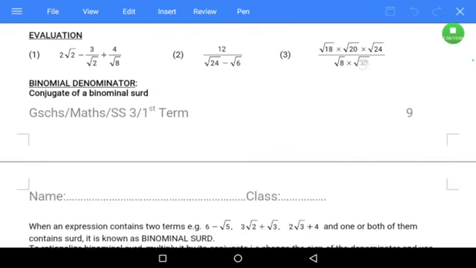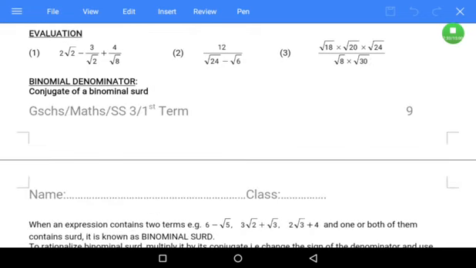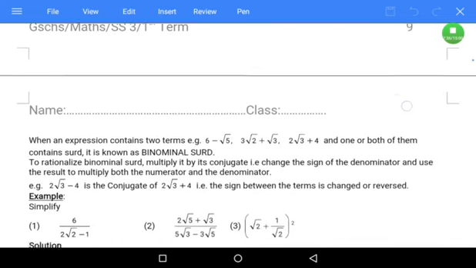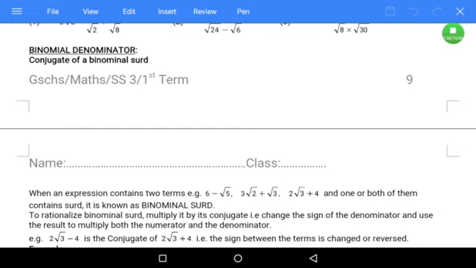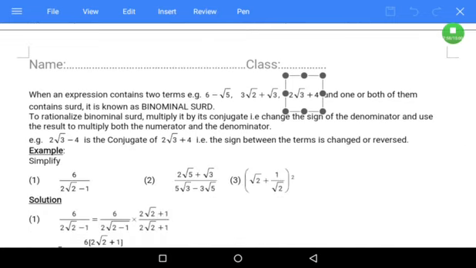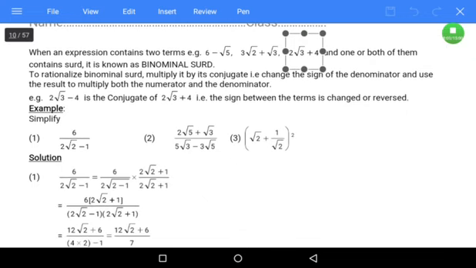Okay, so let's talk about binomial denominators. In this case, we have to understand what they call the surd conjugate. Why do we need the conjugate when we are rationalizing a binomial denominator? When an expression contains 2 terms, e.g. 6 minus root 5, or 3 root 2 plus root 3, or 2 root 3 plus 4, etc., and one or both of them contains a surd, it is known as a binomial surd. I explained that to you before. Now, to rationalize a binomial surd, multiply it by its conjugate. That is, change the sign of the denominator and use the result to multiply both the numerator and denominator.